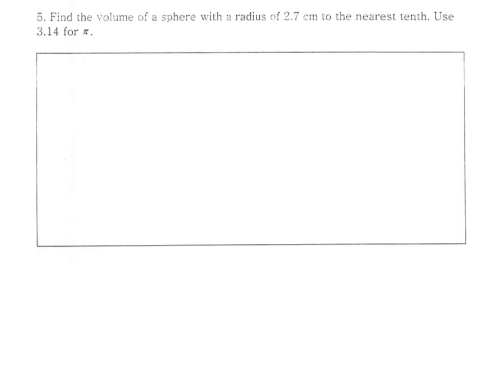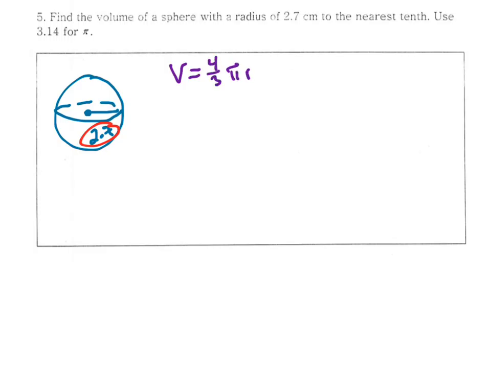Number 5. Sorry, it's a little bit pale here. Find the volume of a sphere with a radius of 2.7 centimeters to the nearest tenth. Use 3.14 for pi. Alright, there's my sphere. Hey, they gave us the radius this time, so I don't need to worry about having it. There's our formula. Volume equals 4/3 pi times r cubed. Because it's a sphere, we cube the radius.